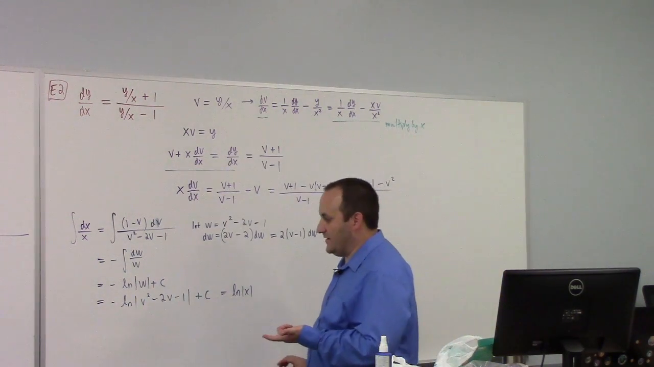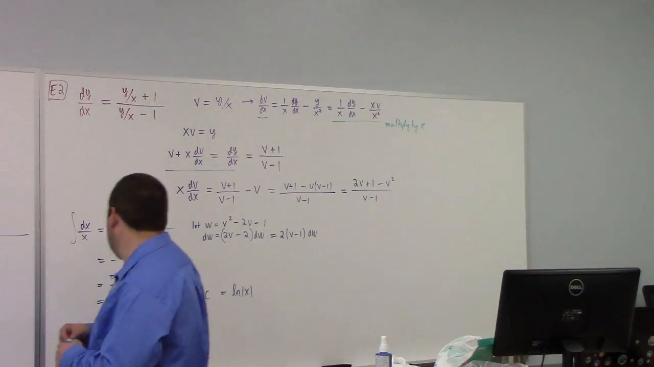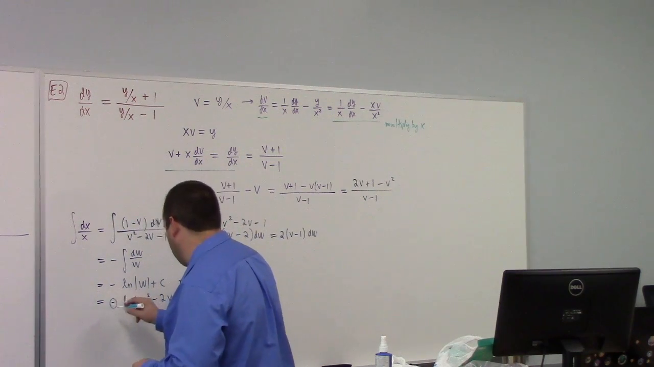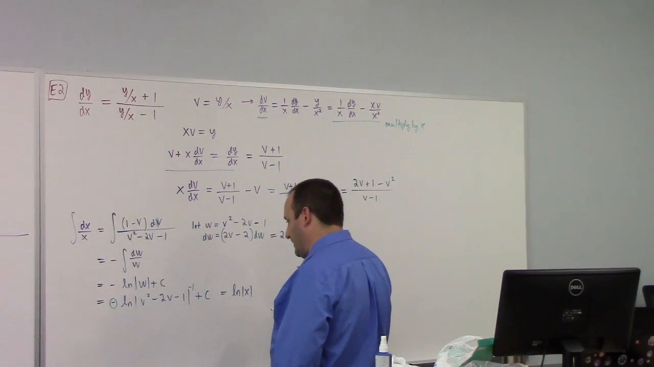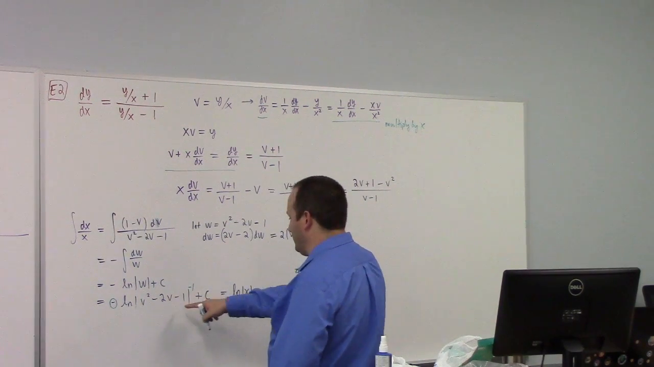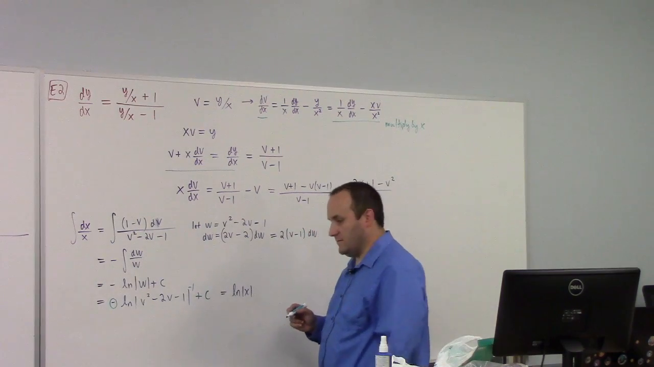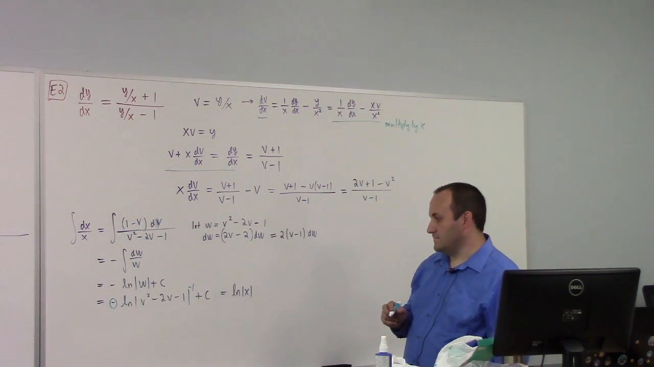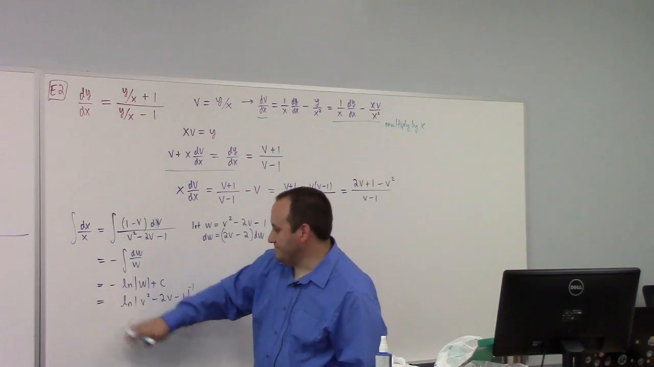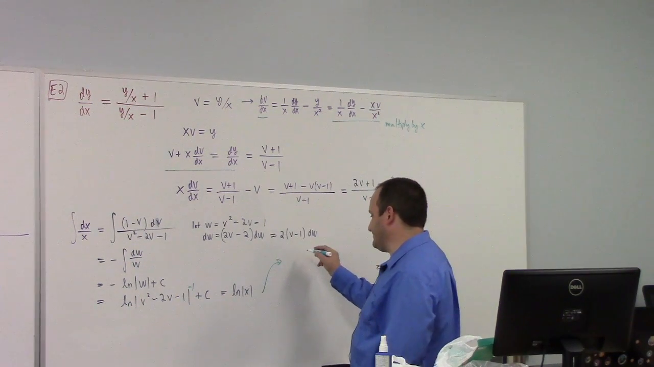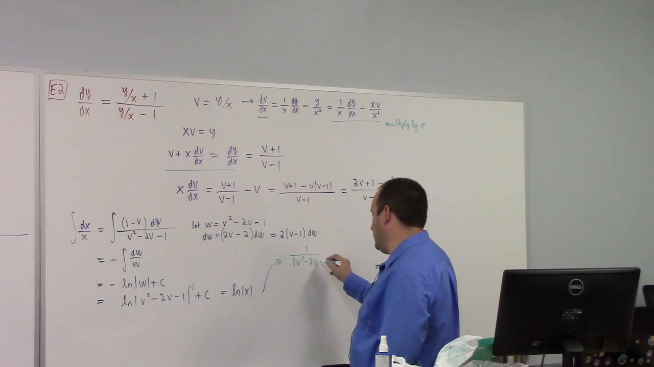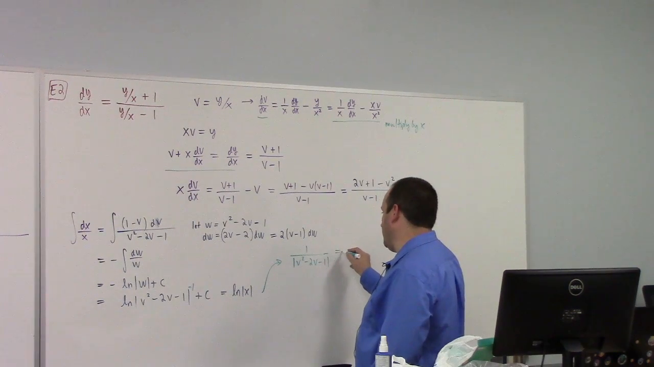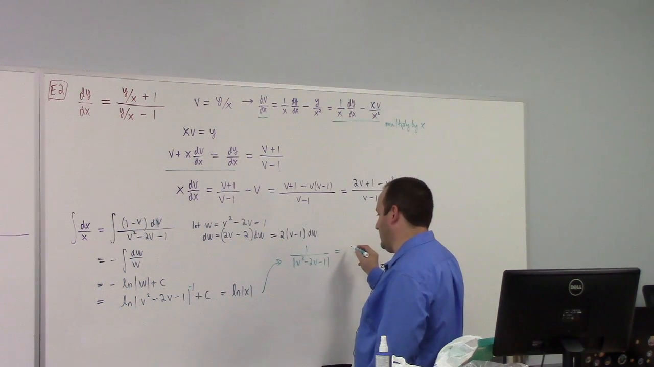So what can you do? You can absorb the minus into here if you want, right? Take this minus, make it a minus 1 up here, right? And this plus, you know, natural log plus a constant, how can you absorb that into a log? We'll take the exponential of both sides, right? What do we get? 1 over the absolute value of v squared minus 2v minus 1 equals basically a constant, e to the c.